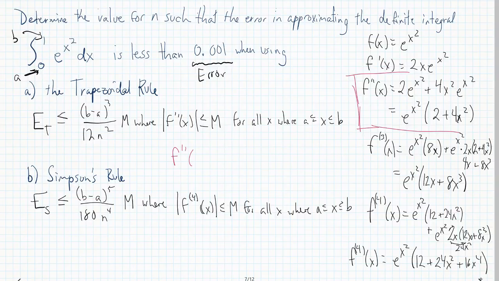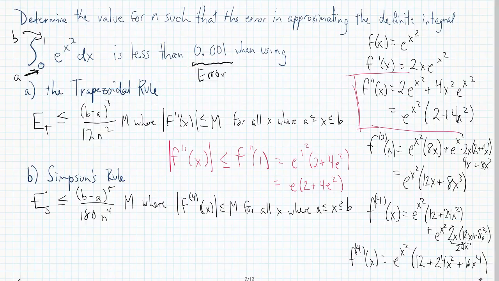So with that, since this is increasing, f double prime of x is less than or equal to f double prime of 1, which equals e to the 1 squared times 2 plus 4e squared, which means that's just going to be e times 2 plus 4e squared. So that is our M value.